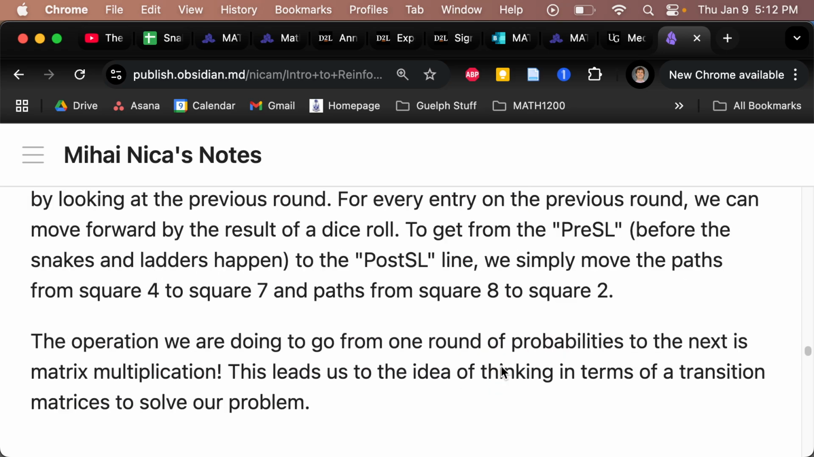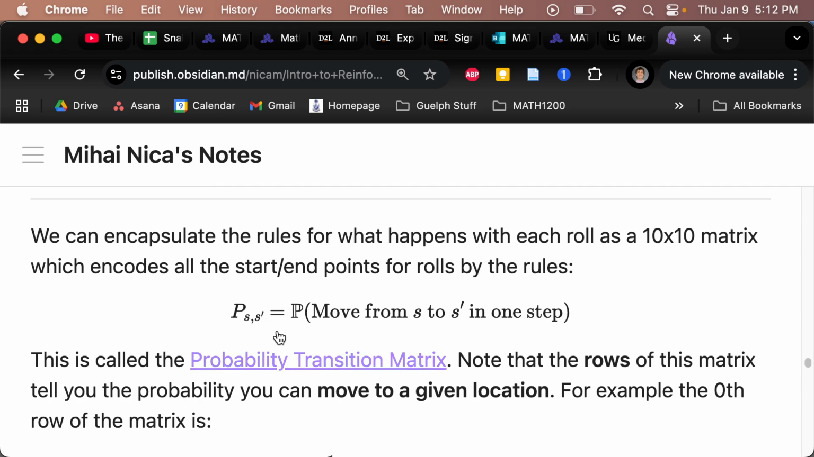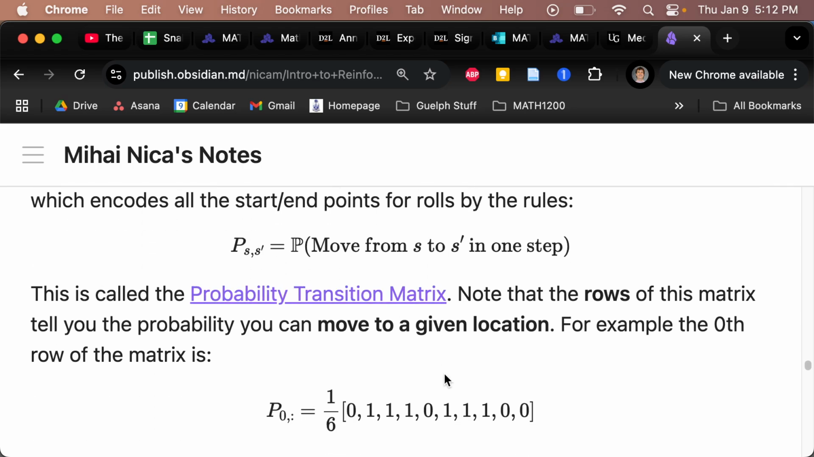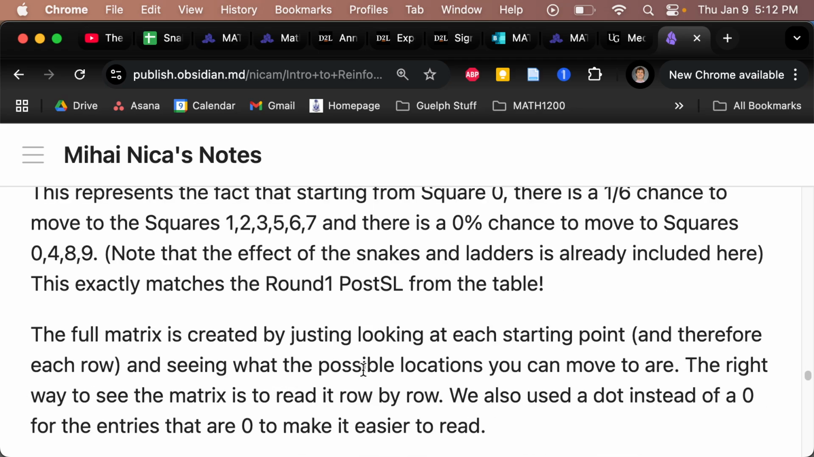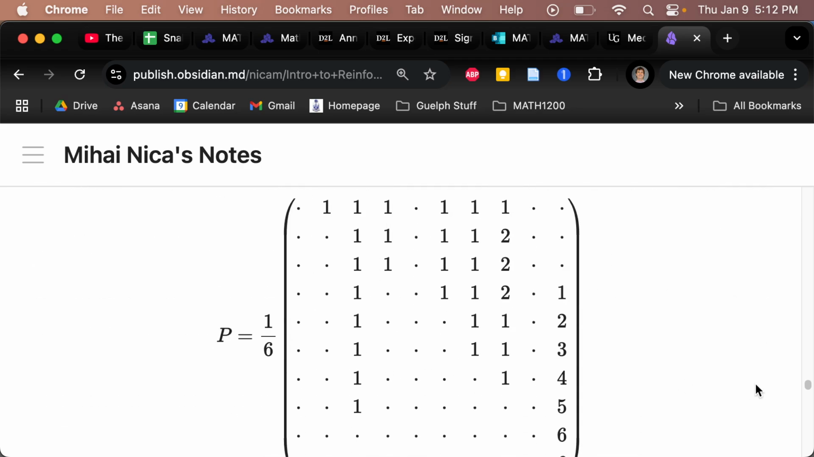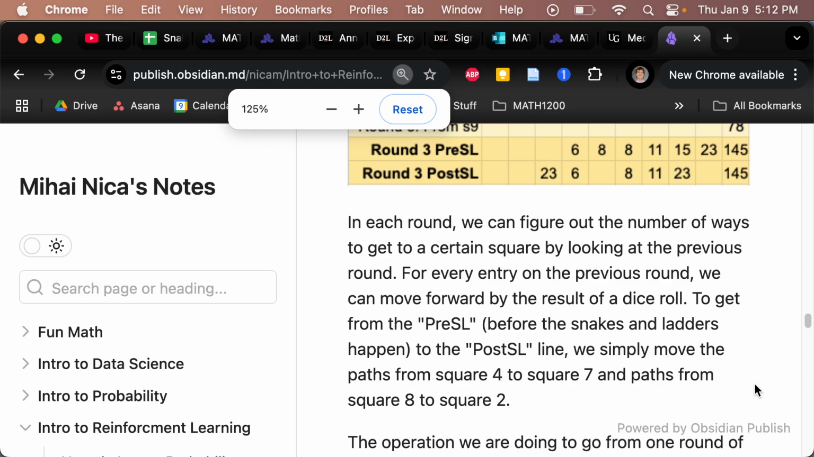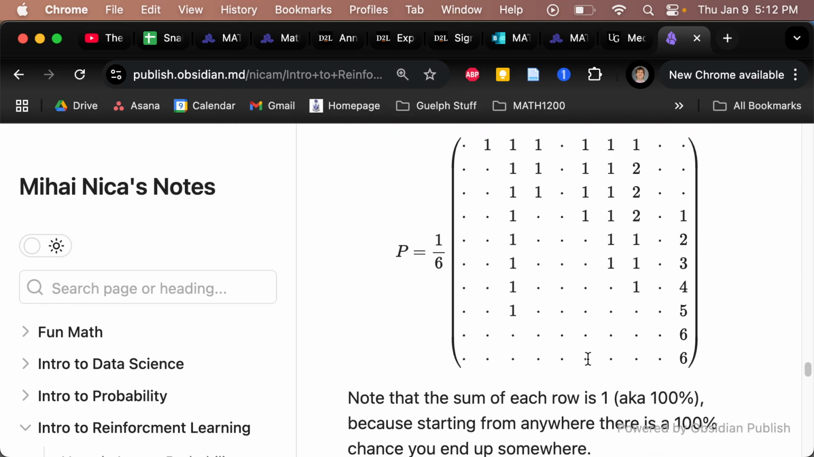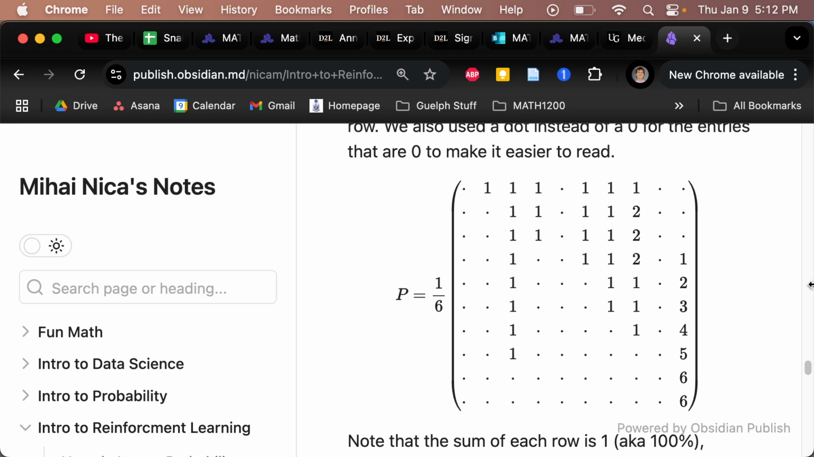Okay, matrix multiplication. This is the matrix P. There's the 0th row, and here's the full matrix. Okay, so here I've written it. It's a 6 because everything in the matrix sort of represents a number of ways, and the probabilities are 1/6 times the number of ways.